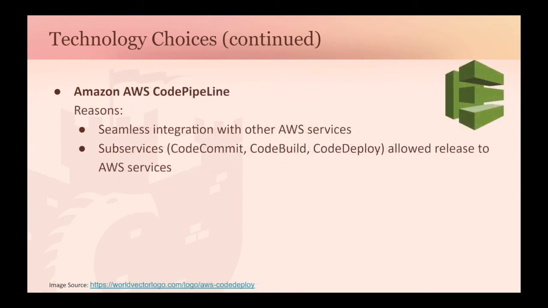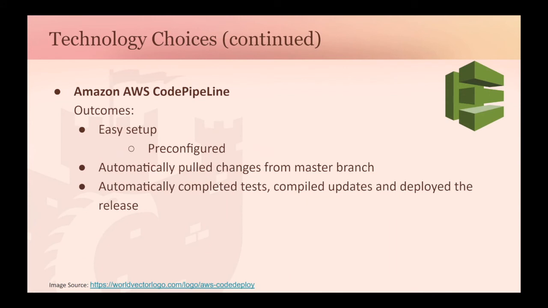So for continuous delivery, we chose AWS Code Pipeline, which helps automate release pipelines. Since we were using AWS services, we had seamless integration with the AWS Code Pipeline. And as a result of using AWS Code Pipeline, we were able to automatically pull changes from our master branch, automatically complete tests, compile updates, and deploy the release.